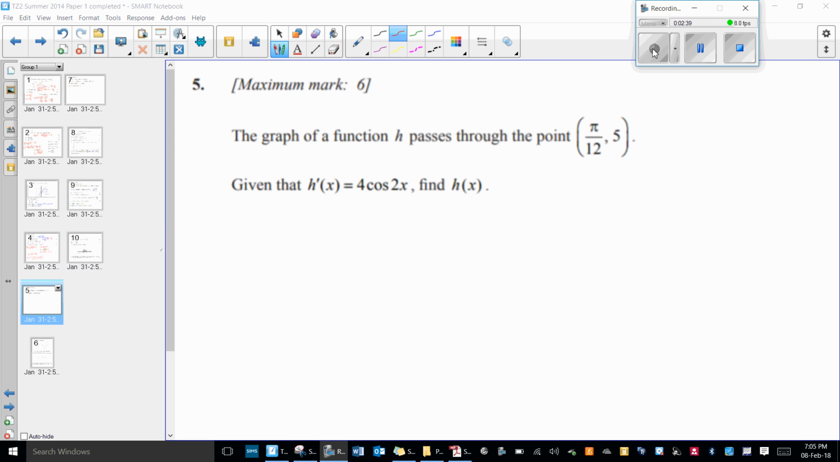Right, next one. The graph of function h passes through the point, and given that h dash is 4 cos 2x, find h. Alright, so we're given the derivative, we need to find the original, which means we're going to be integrating.